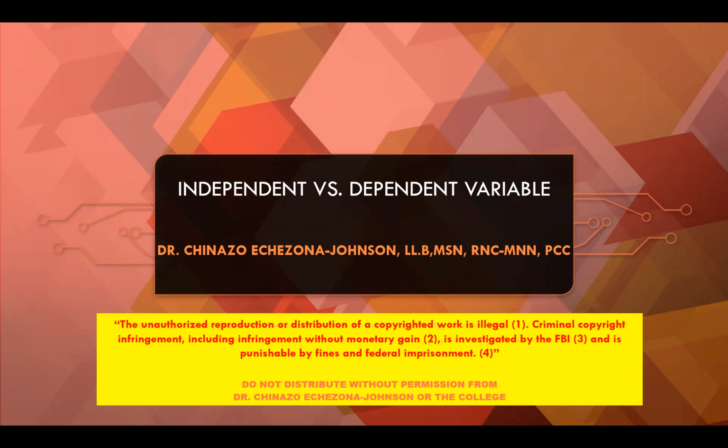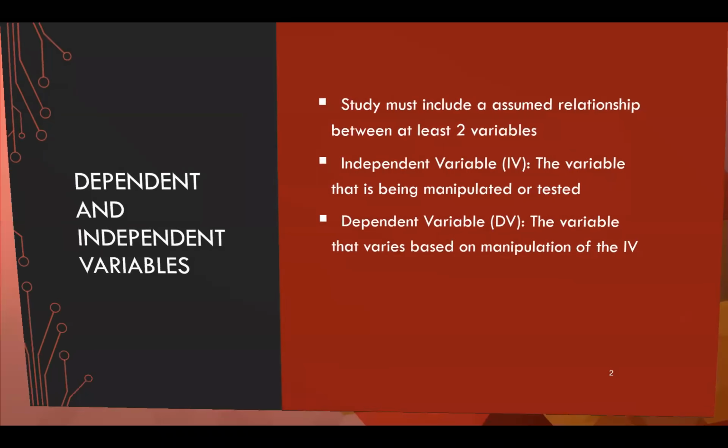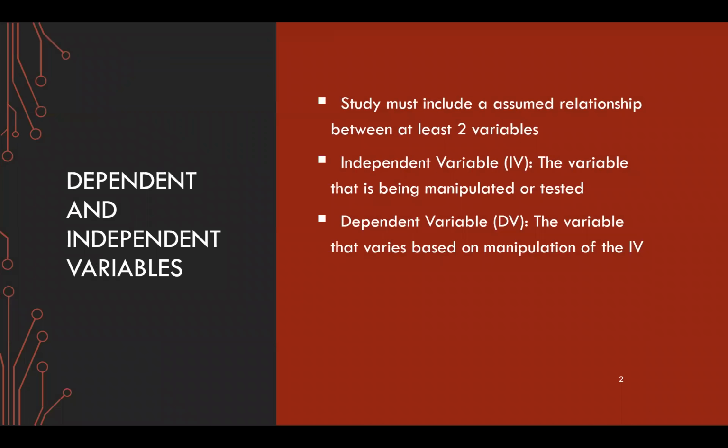Johnson. So let's talk about independent and dependent variables. In the assignment, you were supposed to create a research problem and then identify the independent and dependent variables. A lot of you had a few problems doing this, so let's talk about it. So what are independent and dependent variables?